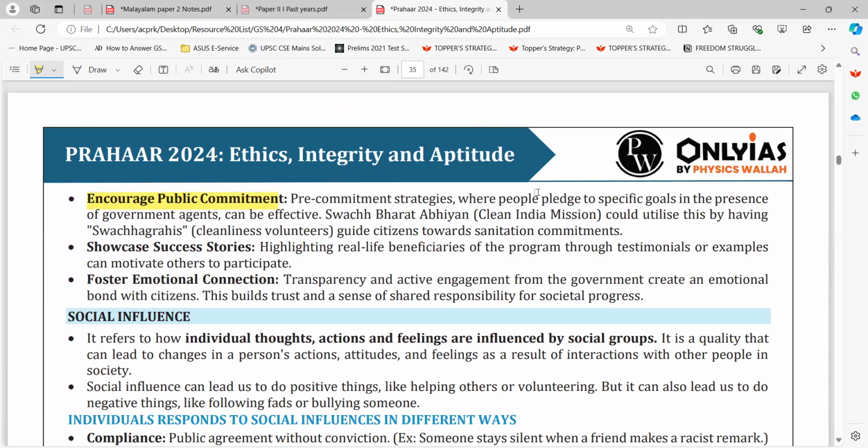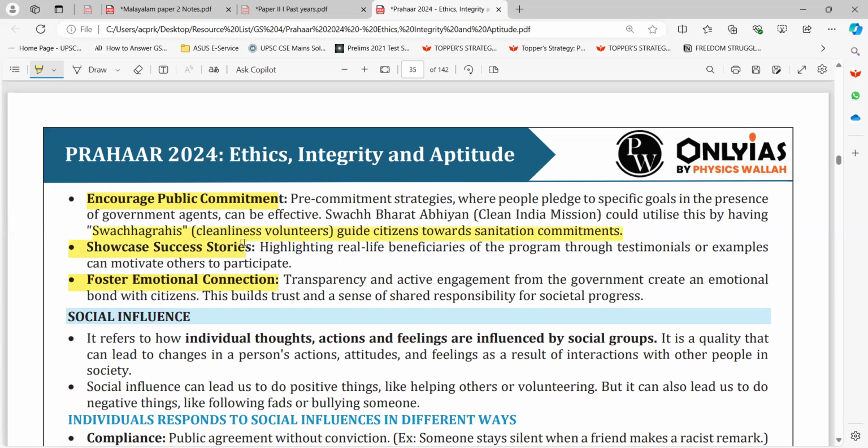Encourage public commitment. Pre-commitment strategies where people pledge to specific goals in the presence of government agents can be effective. Swachh Bharat Abhiyan, Clean India Mission, could utilize this by having Swachhagrahis, cleanliness volunteers, guide citizens towards sanitation commitments. Showcase success stories: highlighting real life beneficiaries of this program through testimonials or examples can motivate others to participate.